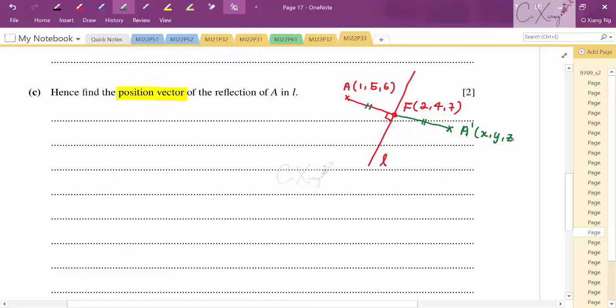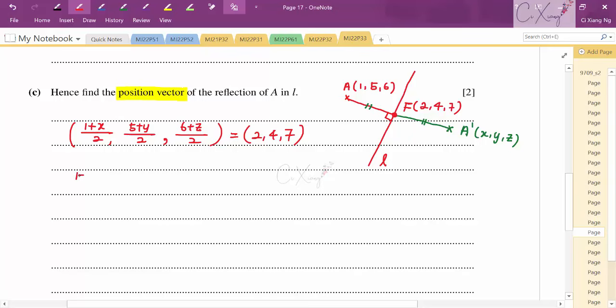To make the calculation easier, I'm going to use the concept of midpoint in coordinate geometry. You know that F is actually the midpoint of the point A and its reflection in the line L, which means if I find the midpoint of A and A prime, it is equal to F. So I have (1 plus X) divided by 2, (5 plus Y) divided by 2, and (6 plus Z) divided by 2. The answer that I get for this midpoint will be equal to the point F, which is 2, 4, and 7.